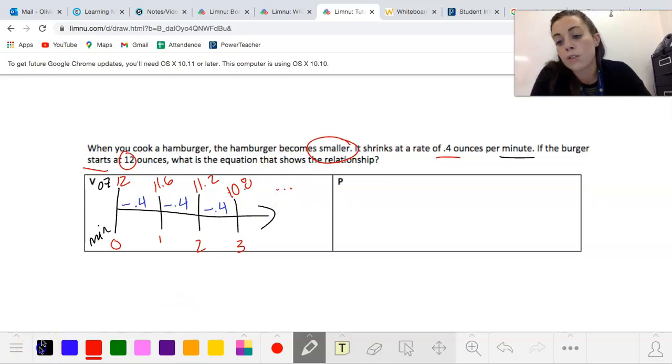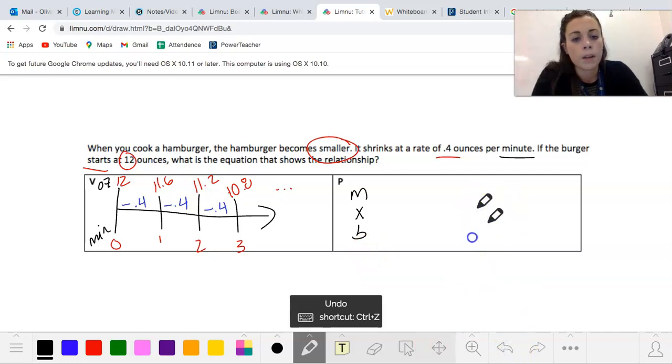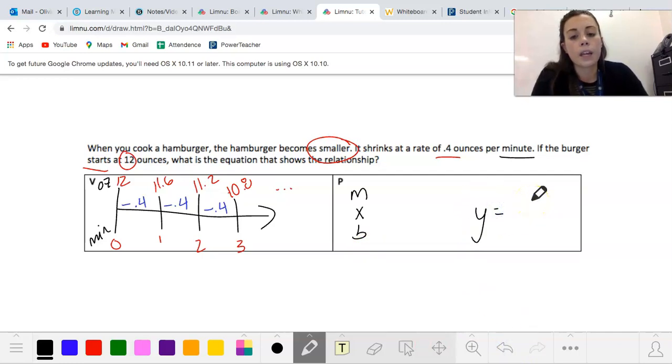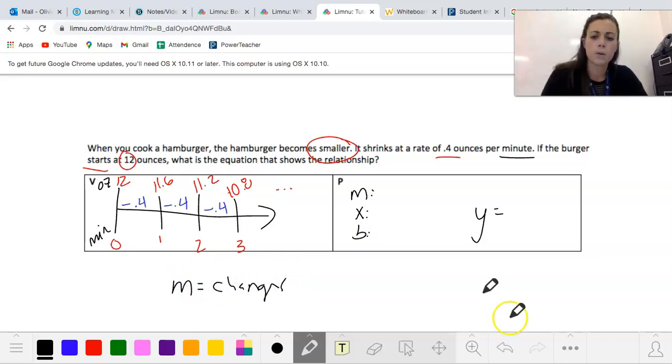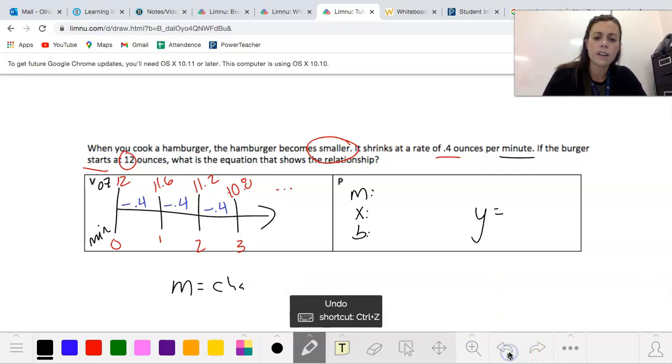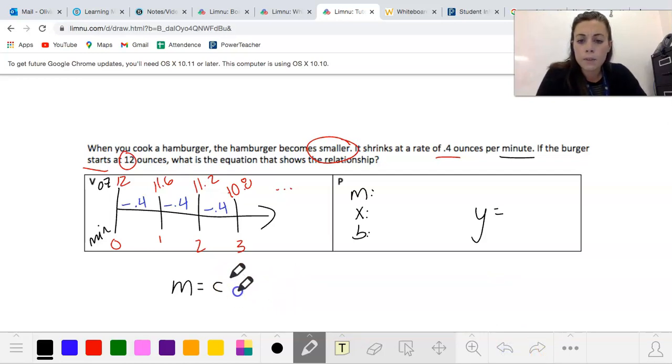Okay, sick. So now I'm looking for my m, x, b, and y equals. Remember, the only thing that's new here is this x, and we're just trying to figure out what we don't know with that, okay? So what do we think my m is? My m is going to be the part that's changing. M is what changes.